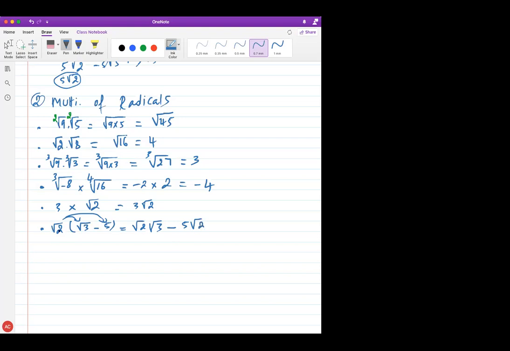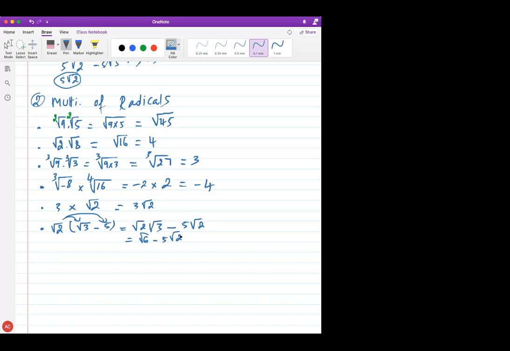Be careful here. A lot of people make this mistake. 2 and 3 multiply because they both have a radical of the same index. 2 and 5 do not multiply. This one does not have a radical. Back to this one, it will be square root of 6 minus 5 radical 2. Then you try to simplify or combine like terms.